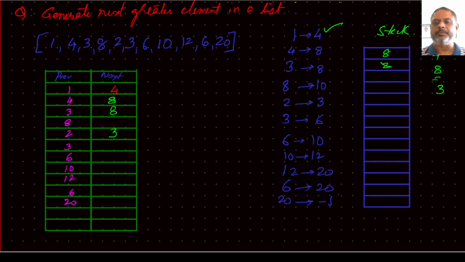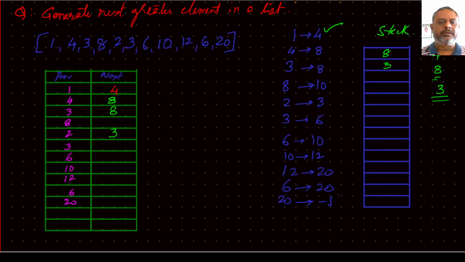So 2 is popped. So should we pop the next element also? We can pop only if the new element is bigger than this, but the new element is smaller than this. Therefore, 8 will not get disturbed, and this 3 gets this position. Done.